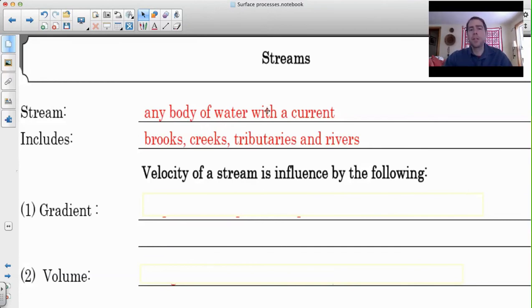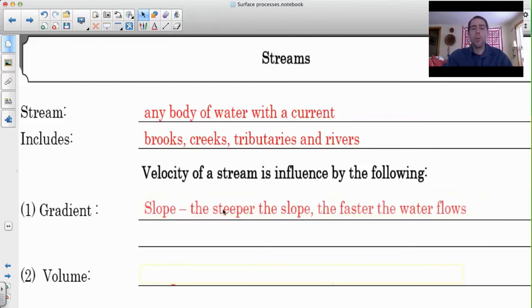This includes things like streams or tributaries or brooks or creeks or rivers. Those are all more specific versions of streams. And how fast the stream is moving, and we'll do a lab on this, and if we've already done the lab, then this will be familiar, are two things. One is gradient, or the slope, and we've talked about gradient before in class.